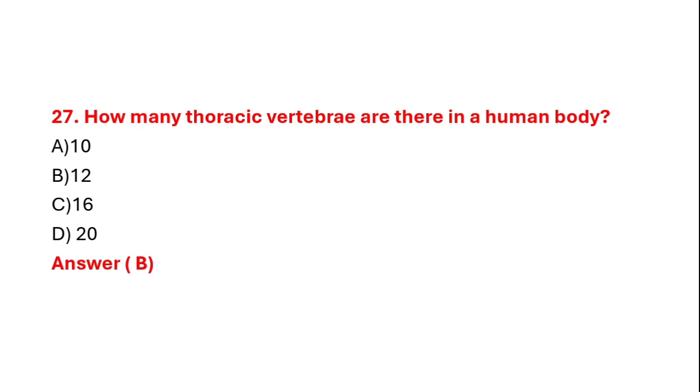Question number 27. How many thoracic vertebrae are there in a human body? Option A 10. Option B 12. Option C 16. Option D 20. Correct answer is option B 12.